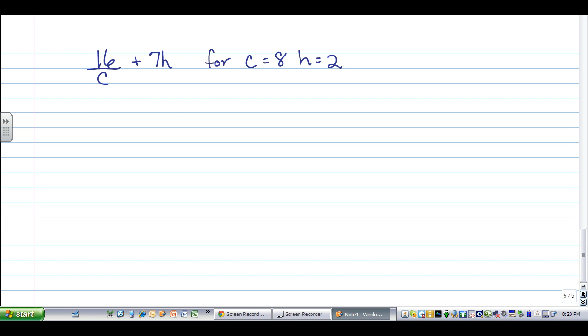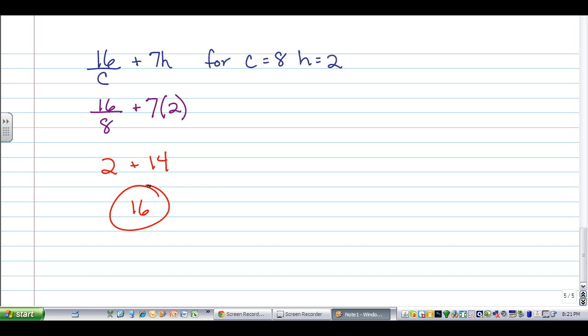This time I'm going to do each of the steps with you, or to show you, and you can follow what you have done and see how well you did it. All right, so first thing is I'm going to replace the c with an 8, and then I'm going to replace the variable h with a 2. Now I have my expression, and I'm going to solve. I'm going to start off with 16 divided by 8. It's an improper fraction. How many 8s go into 16? Well, 2 whole 8s, and I've got nothing left over, so it's just a whole number, 2. Plus 2 times 7 is 14, and 2 plus 14 is 16.